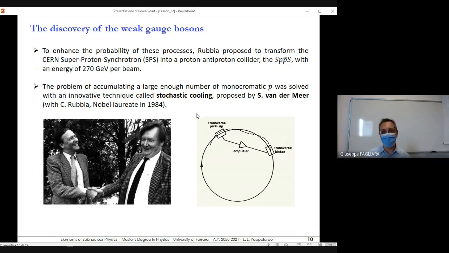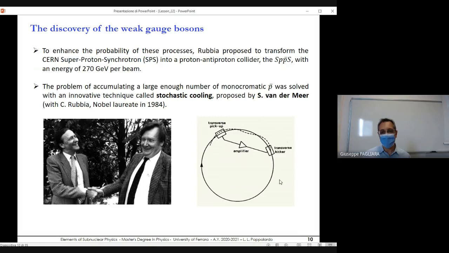And this required a brilliant idea by Van der Meer, the guy here shaking hands with Rubbia. He had the idea of developing a new kind of cooler, where cooler means something that allows the momentum spread of your antiprotons to be squeezed, such that at the end you get a monochromatic beam. So the moment I have a large spread at the beginning, you have to find a way to squeeze this momentum distribution such that you get at the end a monochromatic beam. The idea of this stochastic cooling is depicted here.